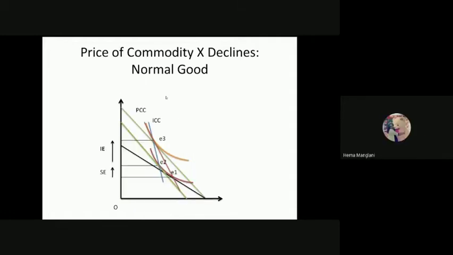Now we have the price of commodity X declines. Sorry, I need to write here the Y. It is commodity Y now. Fine, so correct it. The price of commodity Y is getting declined for the normal good. So now I assume here we have two axes, commodity X and commodity Y. I'm taking everything at this axis. My initial budget line is this green, oh sorry, this black one. This is the initial budget line.